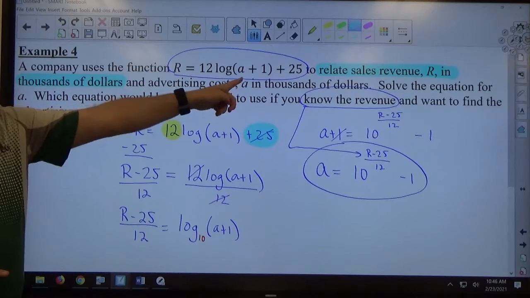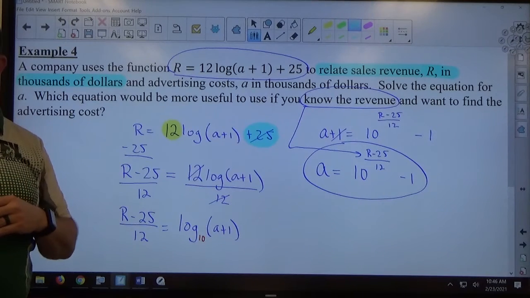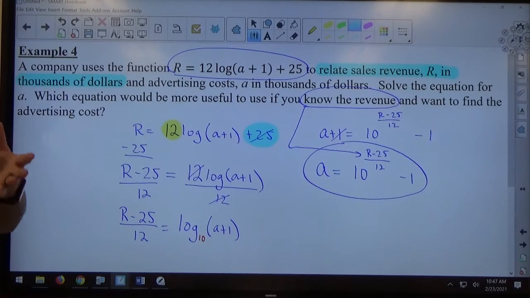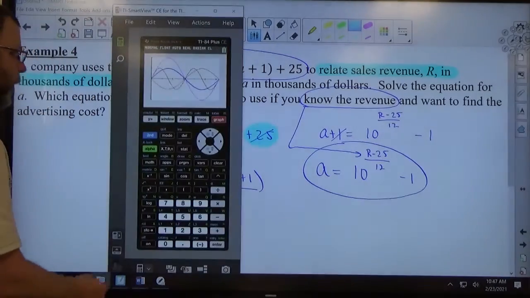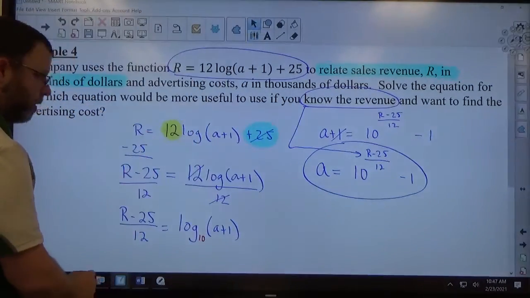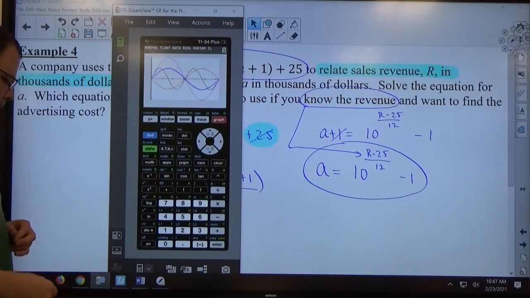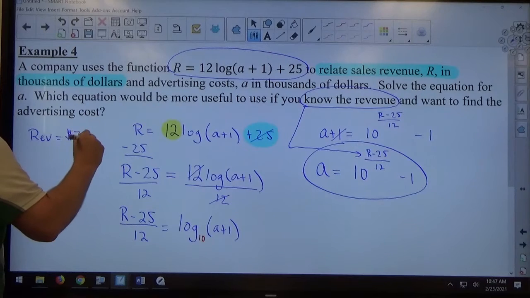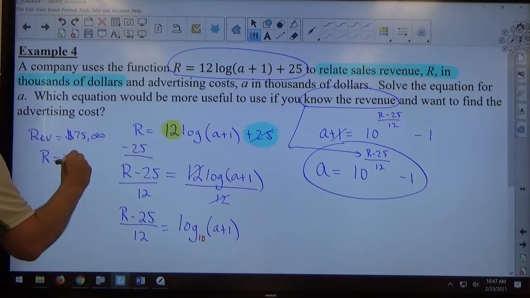We're going to find a in thousands of dollars, so if a ends up equaling 4, then it's 4,000. If a is 2, it's 2,000. If a is 5.5, it's 5,500. Each of these is in thousands of dollars. So if the revenue is 75,000, r is going to be 75. We put 75 right there. How do you know it's 75? I'm just making up a number. I've supposed the revenue is 75,000. I just invented that. It didn't come from anywhere. I could have said any number. I just said 75. That means r in our formula is going to equal 75.